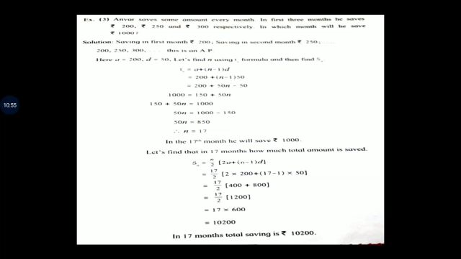So S of n equals 17 by 2 into 2 into a, that is 200, plus n minus 1, that is 17 minus 1, that is 16, into d, that is 50. So 17 by 2 into 400 plus 16 into 50, which is 800. So 400 plus 800 is 1200. So 17 by 2 into 1200. 1200 divided by 2 is 600. So 17 into 600 gives 10,200. So in 17 months, the total saving is rupees 10,200.